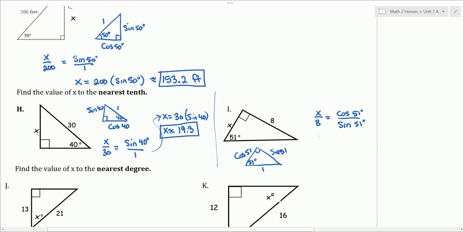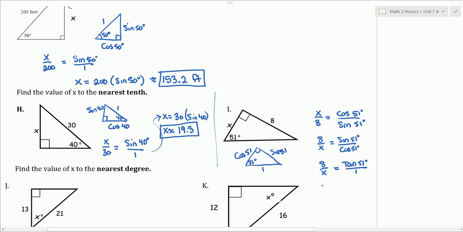So I'm going to do this. I'm going to flip every fraction over. I'm going to make it 8 over x instead of x over 8. And if you look at the corresponding parts, you're going to get sine 51 over cosine 51. The reason I'm doing that is because I know that sine over cosine is tangent. So now we have 8 over x is equal to tangent of 51 over 1.